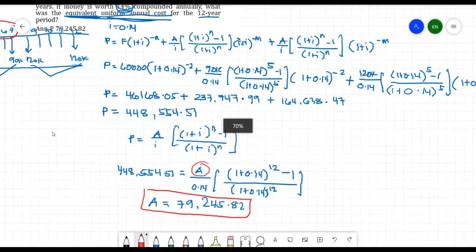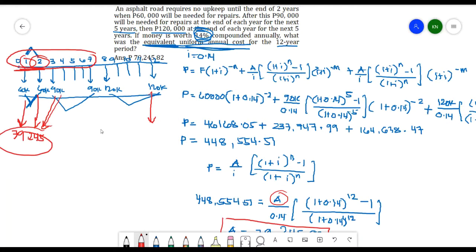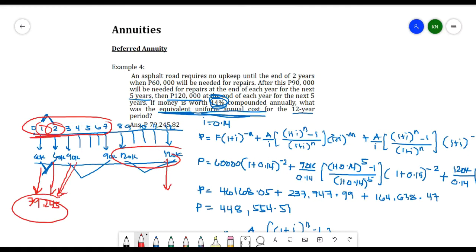So meaning to say, this cash flow here can also be replaced by a yearly amount of 79,245 each. So this one is also 79,000, this one as well. And each year there is an equivalent total cost, which is 79,245, rather than creating this one, 120K for 5 years, 90K for 5 years, and 60K for 2 years. Instead of doing that, we can have our annual cost of 79,245.82. So that's it for this video.